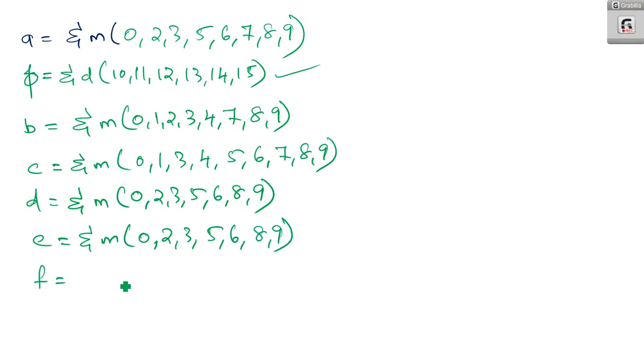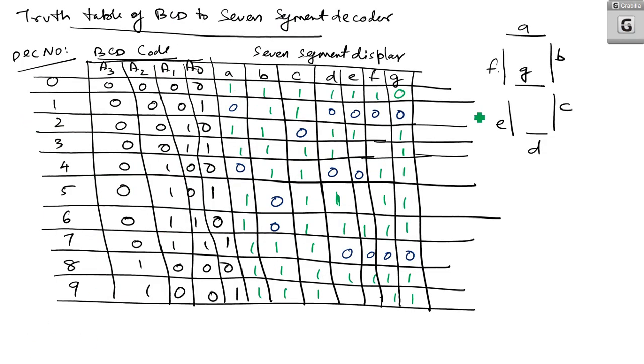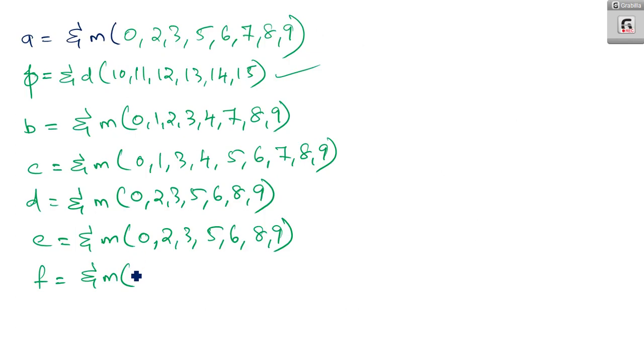Now coming to F. F is equal to sigma m. Which are not there? 1, 2 and 3 are not there. I will write it in blue. To have F, which all are there? 0, 4, 5, 6, 8 and 9 are there.